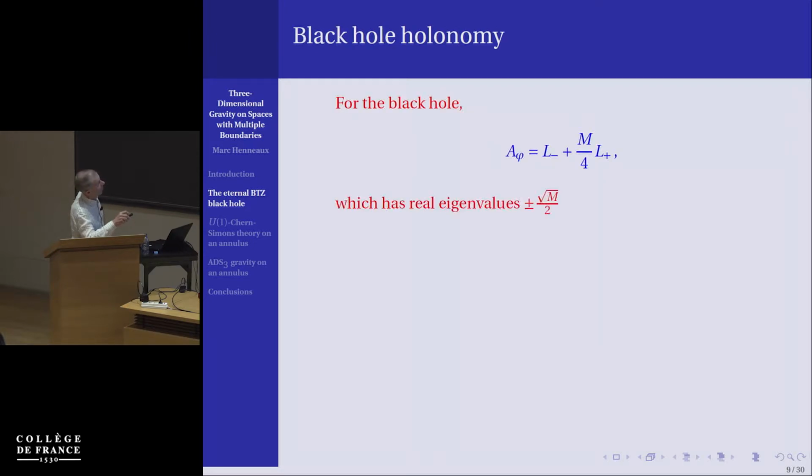So as I said, for the black hole, asymptotically after a global gauge transformation, one can write the connection at infinity like this, and you can compute the eigenvalues of this matrix. They are real, plus or minus square root of m over 2. It's a simple exercise, just diagonalize the matrix, and you will find that it's conjugate to a multiple of L0, with the multiple being square root of m. So there is a 1/2 in L0 in the way I defined L0.